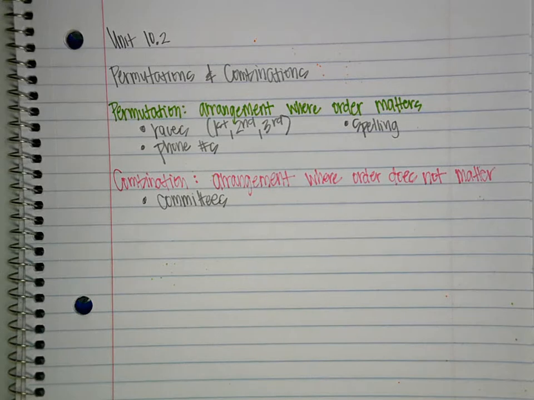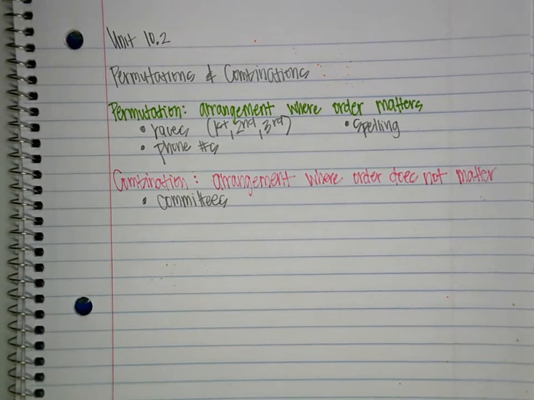Okay, so a permutation is an arrangement where order does matter. A combination is an arrangement where order does not matter. You will definitely need to know the difference between the two.